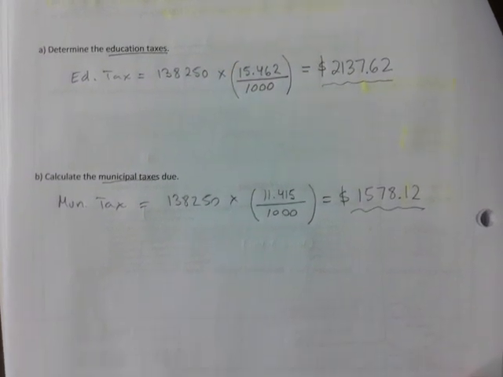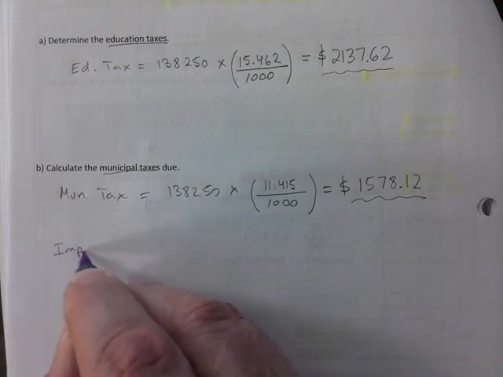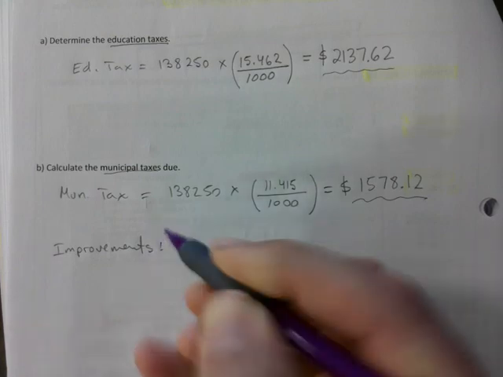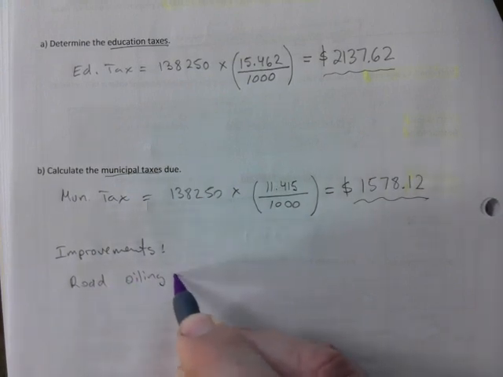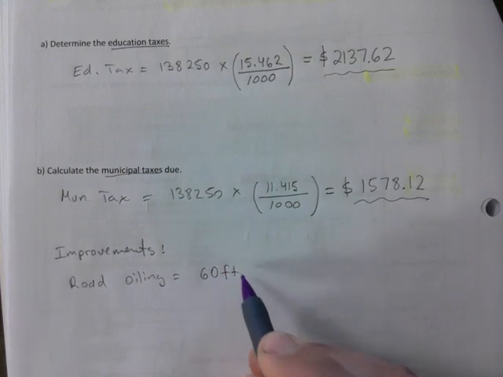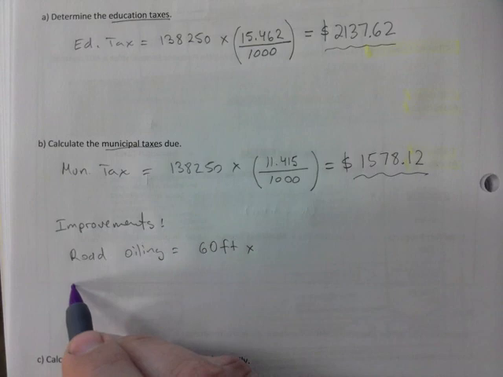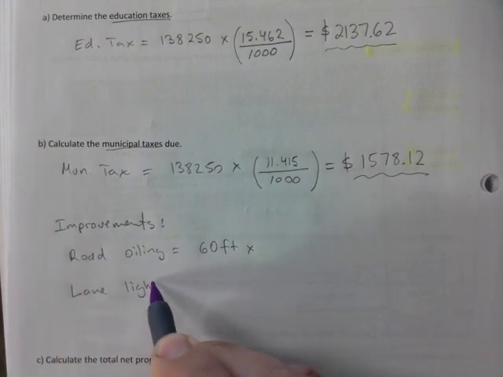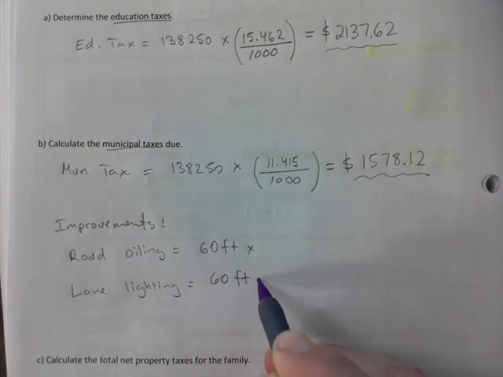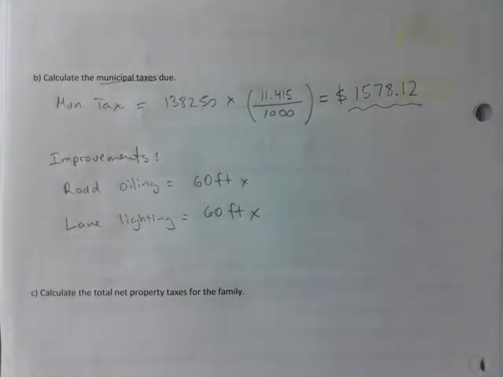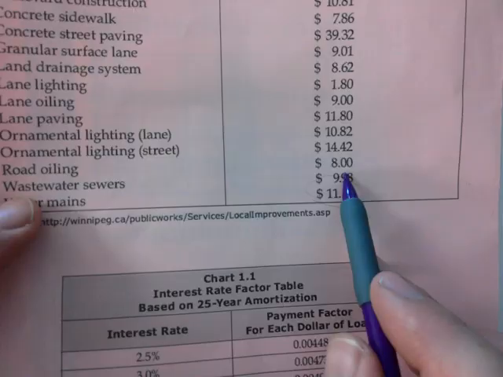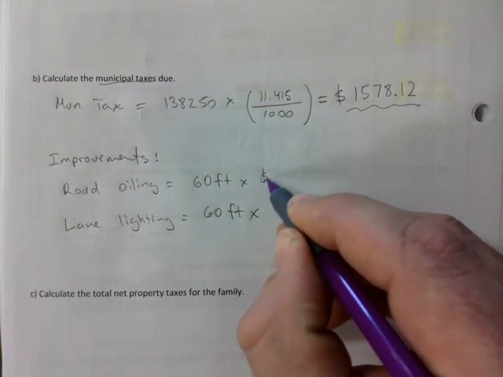Let's do the improvements here as well. Improvements. We're going to do road oiling. That's going to be 60 feet times a rate we're going to get. Then there's lane lighting, which is 60 feet times a table rate as well. Let's go get those numbers. I'm going to talk about road oiling tomorrow, but right now just go find that number. There's road oiling, which is $8 per foot. So we're going to go times $8 per foot.